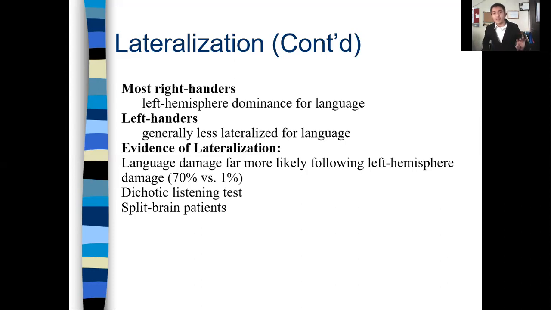Now, do we have evidence for lateralization? Language damage is more likely following damage to the left hemisphere. So commonly when there is damage to language, the left hemisphere of your brain is actually affected. 70% versus 1%. Okay, that's so far. We have the dichotic listening test and split-brain patients. Let's talk about this too.